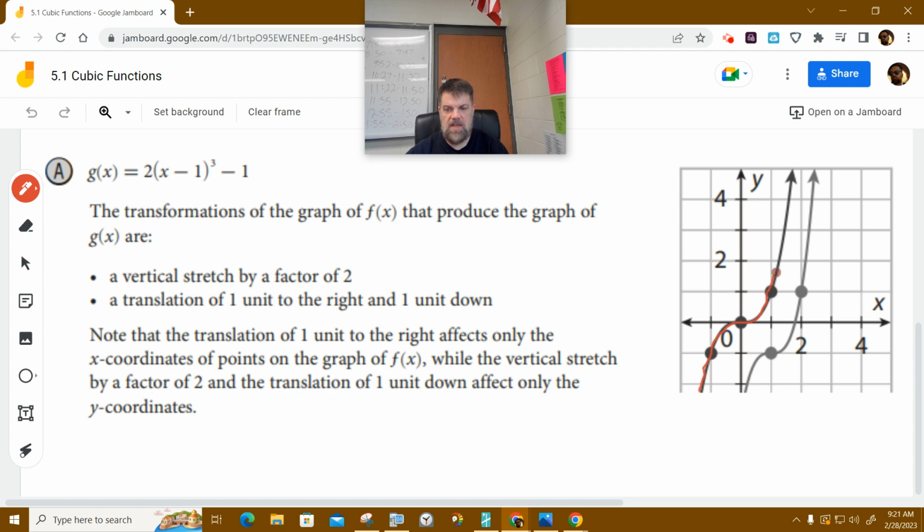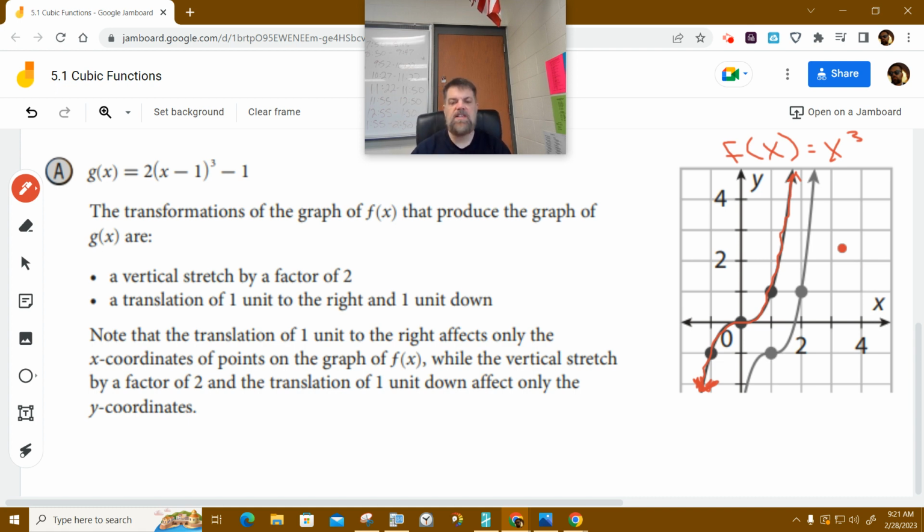Do the best you can to sketch that out. Okay. That is the parent function f of x. That is f of x is equal to x cubed. And we'll graph this on the graphing calculator so you can see it better.